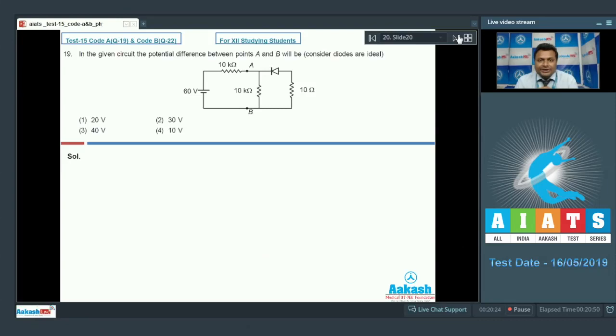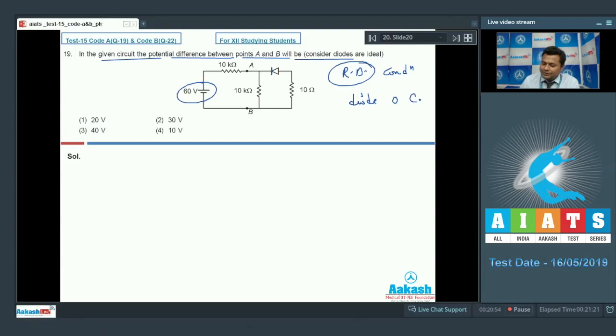Now here we have question number 19, everyone. In the given circuit, the potential difference between points A and B will be, consider diodes are ideal. If diodes are ideal, then in forward bias condition they will act as short circuited, and in reverse bias condition they will act as open circuited. The condition is reverse bias because the N terminal is connected at higher potential. So in reverse biased condition, the diode is open circuited.